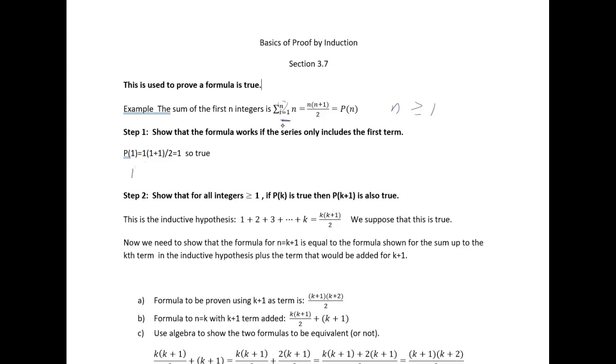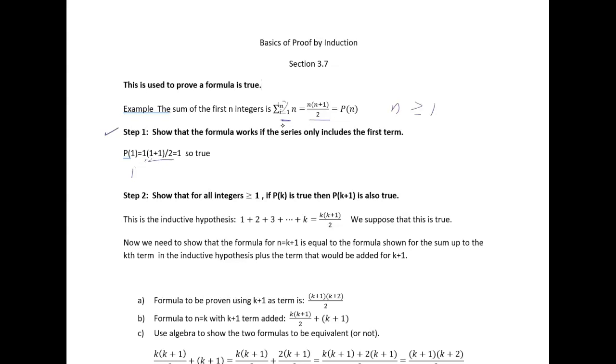So I plug in n is 1 here: 1 times 1 plus 1, divided by 2. If you look at the formula, that's what I'm doing right here. And when I do that, using proper order of operations, I get 1 times 2 divided by 2, which is 1. So that's my first step, and that works, so I can continue.